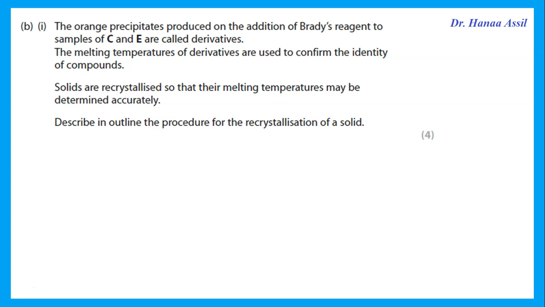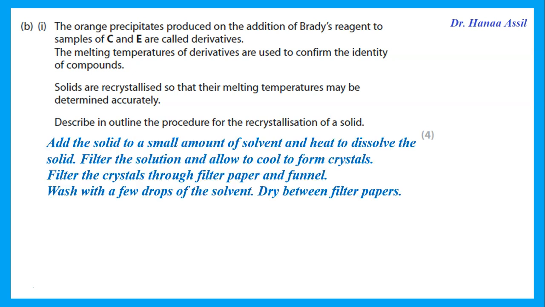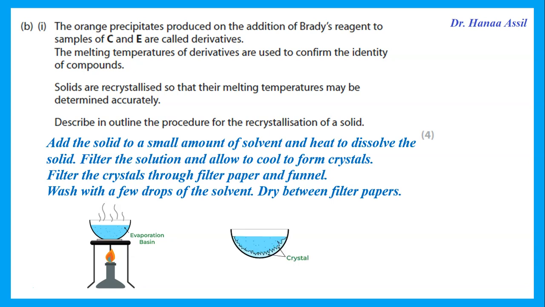How do we recrystallize a solid? This is just crystallization, but I'm starting with a solid. So the first thing I need to do is add the solid to a small amount of solvent, heat to dissolve the solid. And then we're supposed to filter the solution, so we remove any impurities, allow the solution to cool, it would form crystals, filter the crystals through filter paper and funnel, wash with a few drops of the solvent, dry the crystals between filter paper.